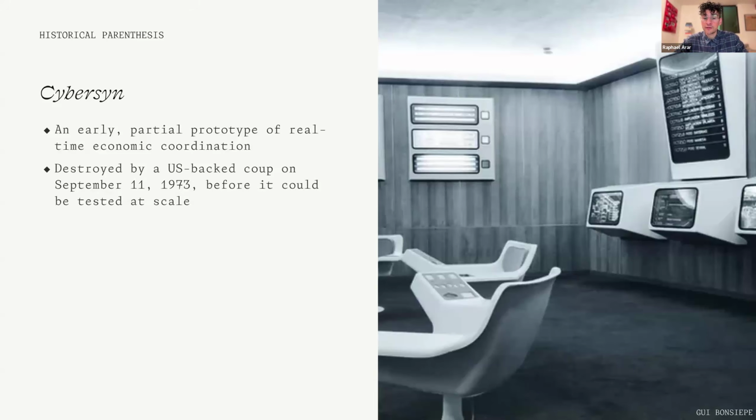On September 11th, 1973, Pinochet's coup, backed by the US government, overthrew Allende, and the operations room was literally smashed with hammers. So two things about this are worth sitting with, though.